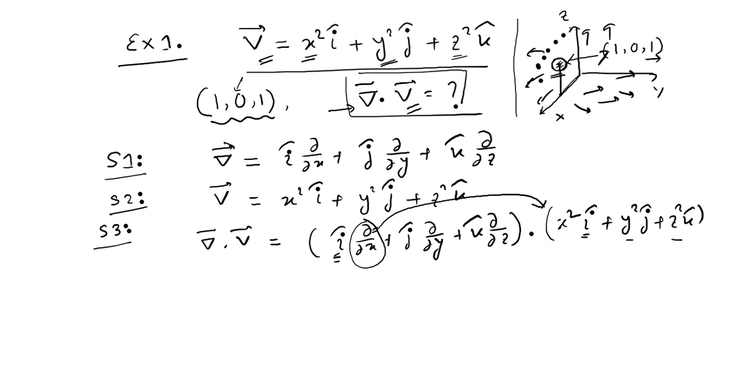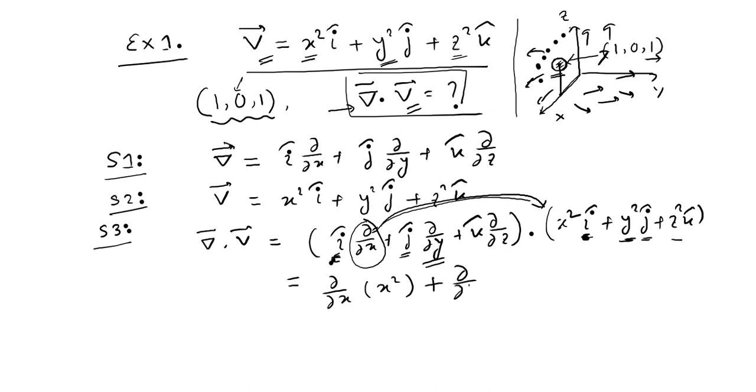So i cap dotted with i cap gives you 1, and del/del x will operate on this x square. We can write this as del/del x operating only on the first term x square, because i cap is here and i cap is here. In the second term, the j cap is there, so del/del y will only operate on this y square term.